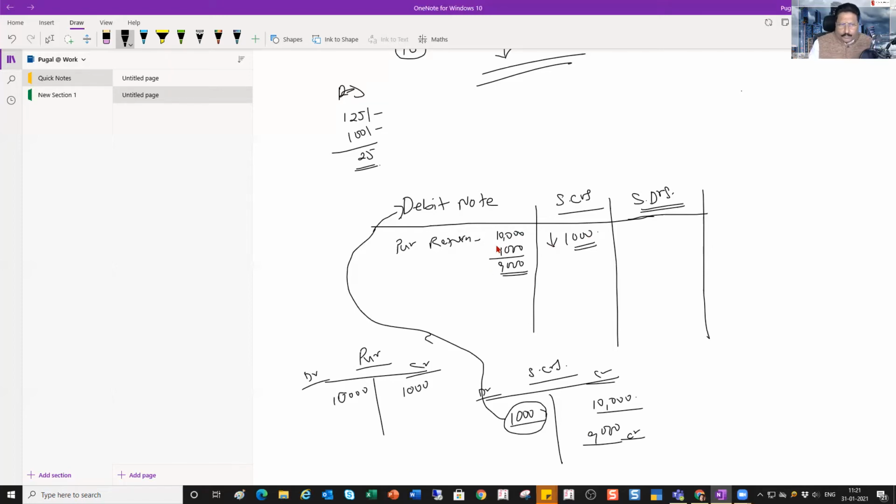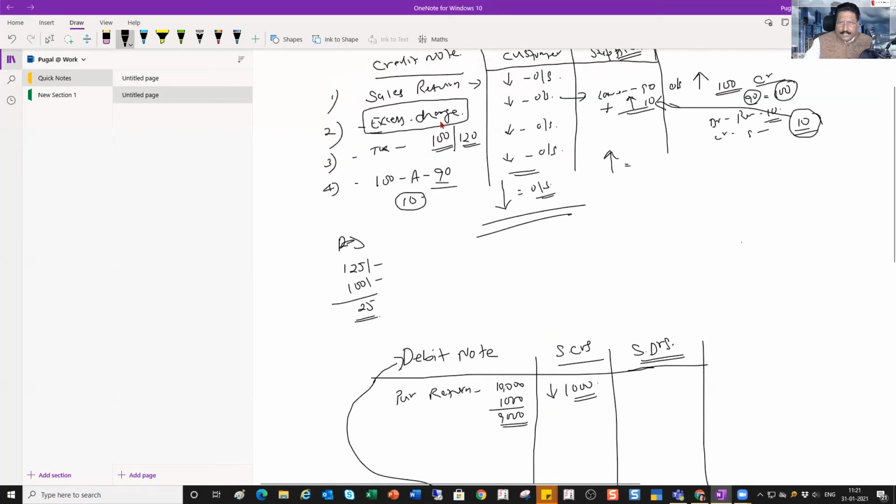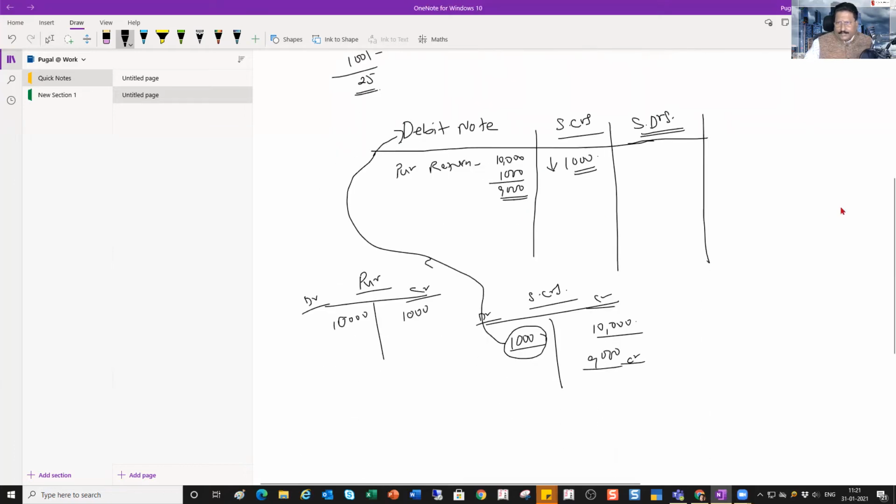Okay, so this is one aspect of it. Now the second aspect of it, we can take the same thing. In this case, what would we say? He said excess charge is going to reduce, right? So now let us take the same use case here.